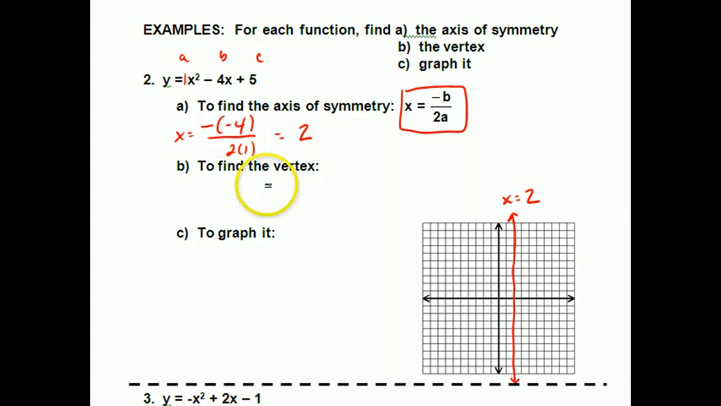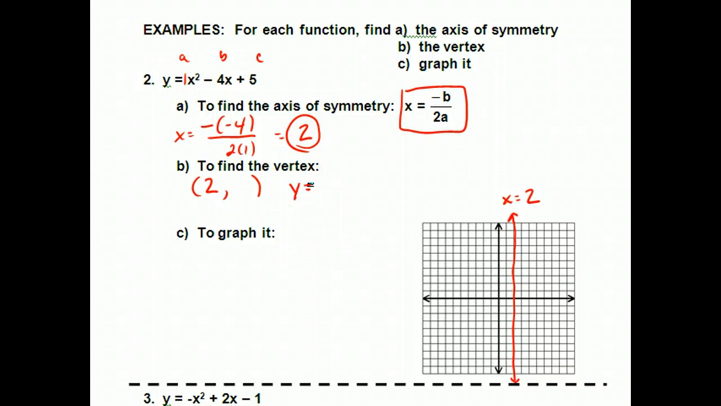Okay, so to find the vertex, really we know one thing already. We know a vertex is a point, and we already know one coordinate of that point. We know the x. We know that somewhere along here our vertex is going to be. So I'm going to put 2 here, and how do you think we go ahead and find our y? Well, we can use our formula.